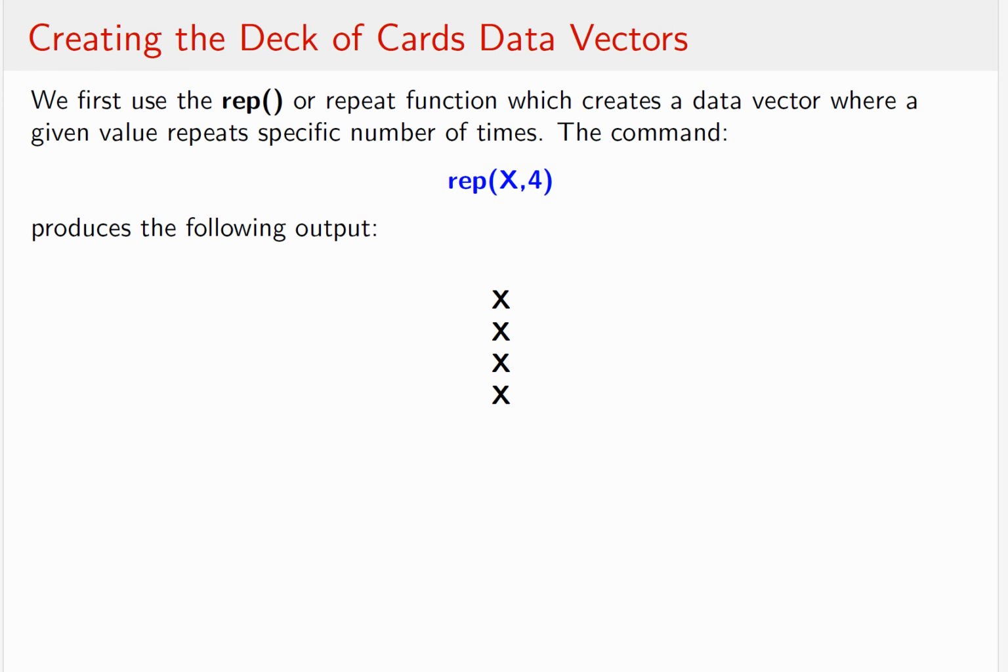But if we're going to do this experiment, we need to be able to draw from a deck of cards, and that requires setting up a data frame. The first step is to create 2 data vectors, one for suits and one for values. We're going to use the repeat function. It's just rep, and we say the thing that we want repeated, and the number of times it needs to be repeated, and this would be the output. If you do what's in blue, it's just going to create 4 capital X's in a data vector.